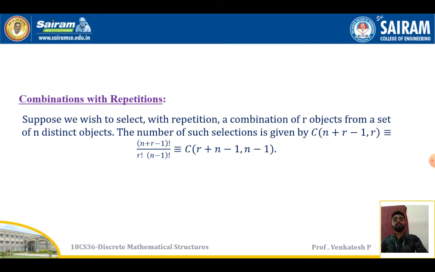Suppose we wish to select with repetition a combination of r objects from a set of n distinct objects. Then the number of such selections is given by the formula combination of n plus r minus 1 comma r, which is equivalent to (n plus r minus 1) factorial divided by r factorial times (n minus 1) factorial, which is equivalent to combination of r plus n minus 1 comma n minus 1.